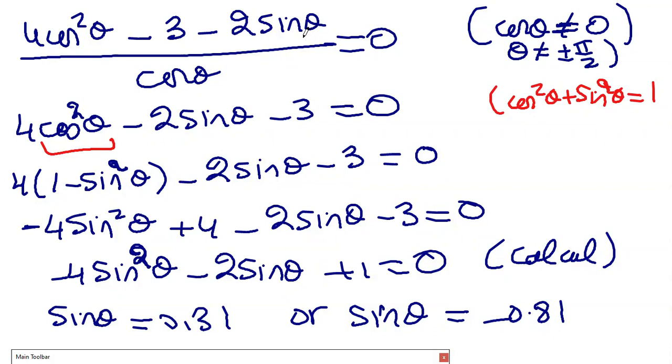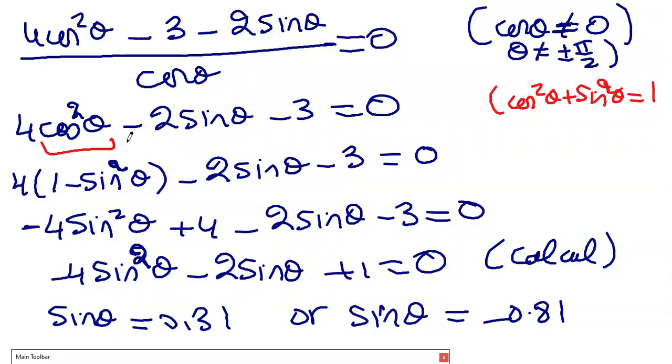But before solving this, I need to put the condition. I cannot remove the denominator before putting the condition, because if I get a value for theta that makes my denominator 0, the fraction is impossible. So I need to write the condition that cosine theta cannot be equal to 0. What does it mean? It means that theta cannot be equal to plus or minus pi over 2. And now I will take the numerator equal to 0.